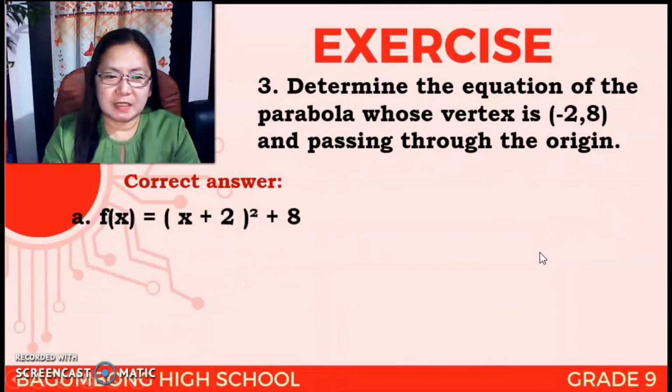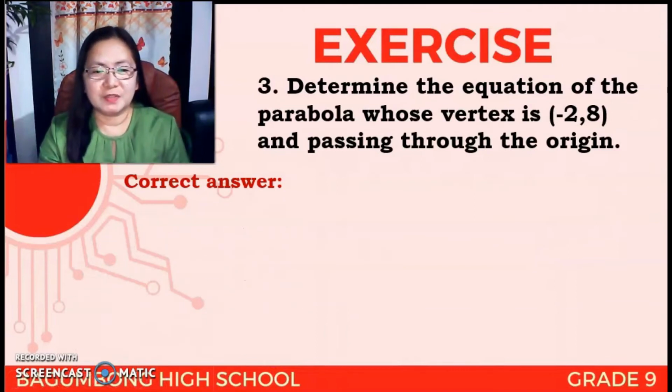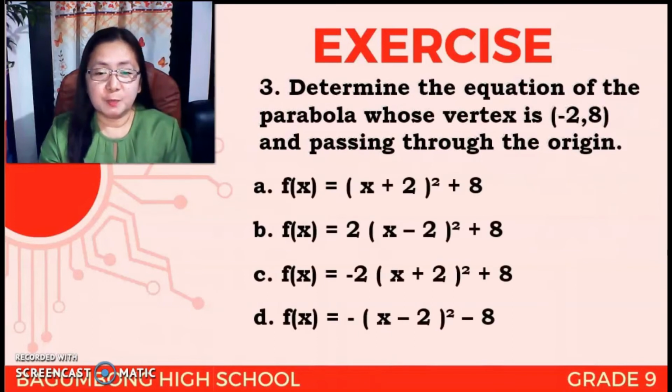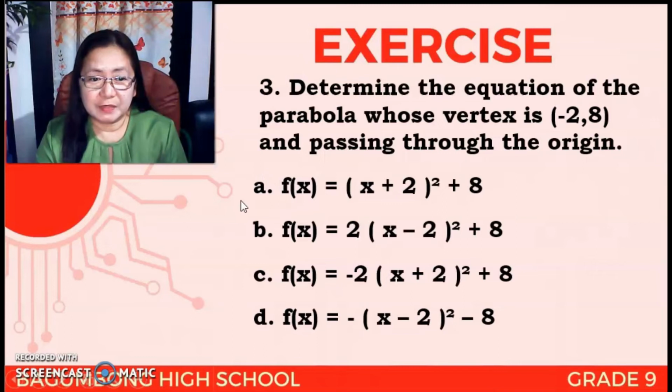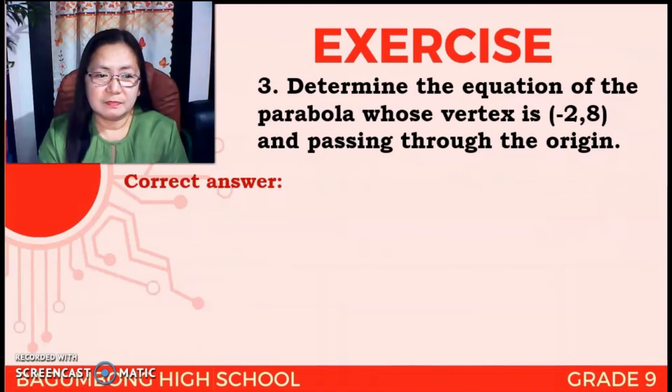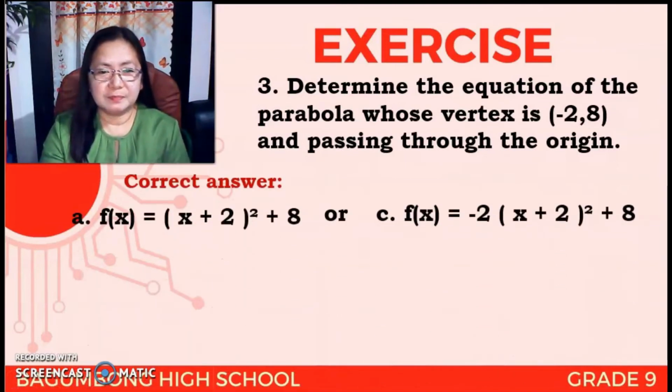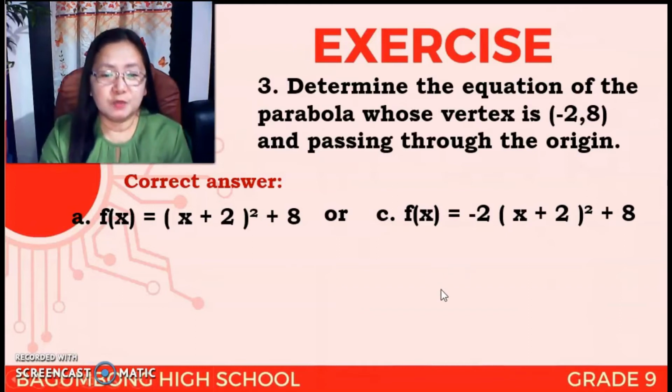So the correct answer is letter... Actually, there are two possible answers whose value of h is negative 2. So letter A, since the constant term of the binomial squared is positive 2, so the opposite of this is negative 2, which is equal to the value of h. And also letter C. So, is it letter A or letter C? So, how to determine?